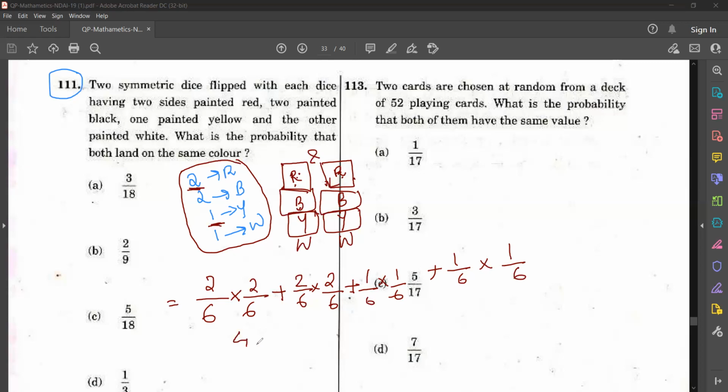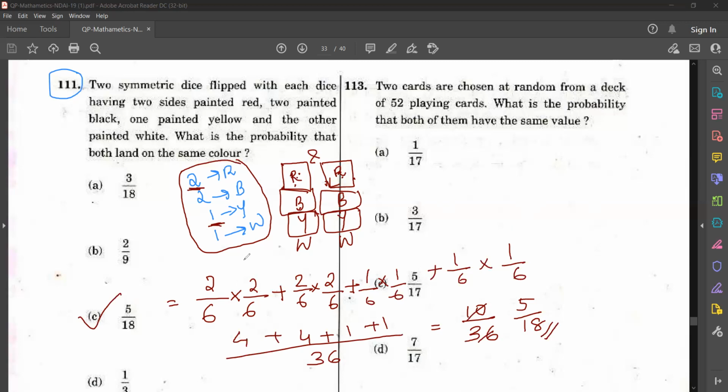You'll get 4 by 36 plus 4 by 36 plus 1 by 36 plus 1 by 36. So that is 10 by 36, isn't it? 6 into 6, 36. So 10 by 36, that is 5 by 18. Option C is the correct answer. 5 by 18.